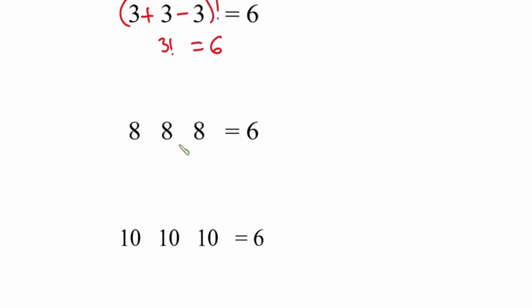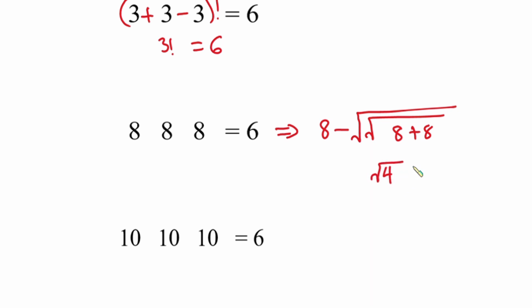Then the third one, we have 8, 8, 8. This is a little bit complicated, so I'm going to write it here. First we have 8, then minus square root of 8 plus 8, then square root again. Now, if you simplify this, we have 8 plus 8 is 16. Square root of 16 is 4, so we have 4 here. Then the second square root, which is equal to 2. So we have 8 minus 2 is 6. So this is pretty much it.